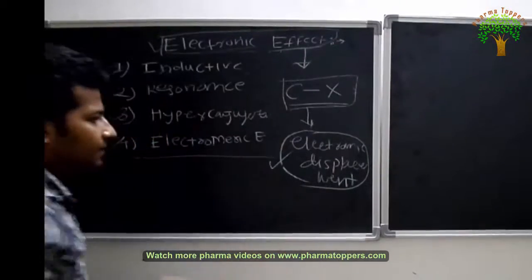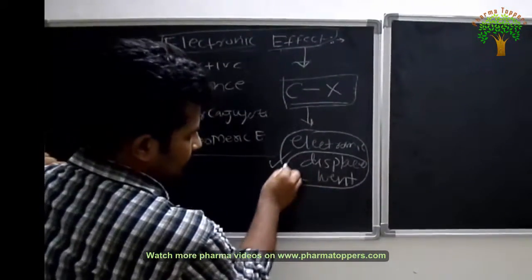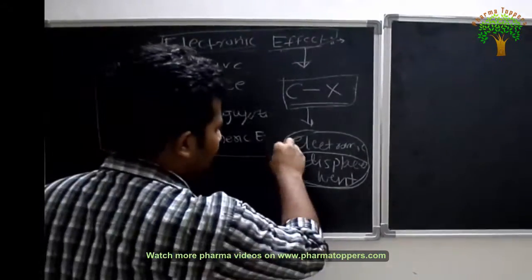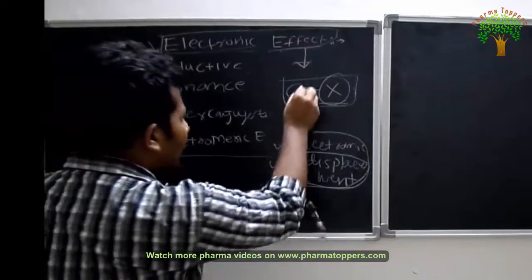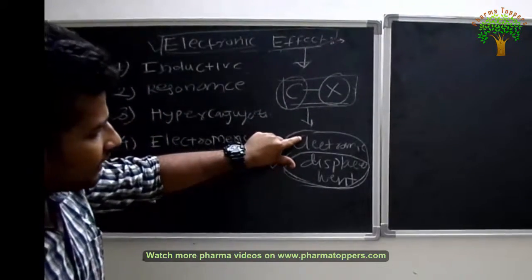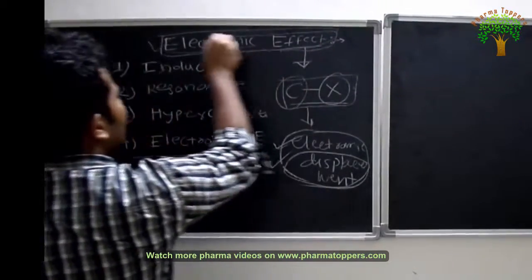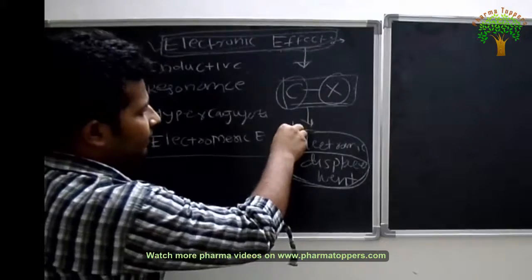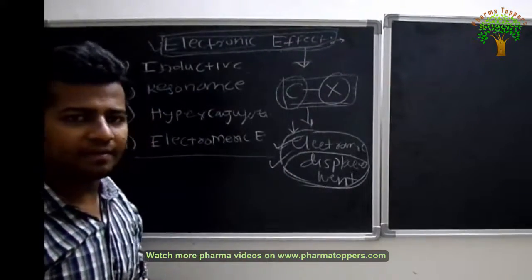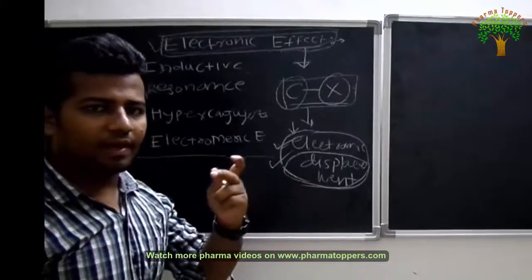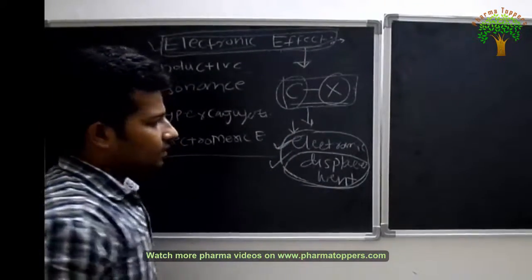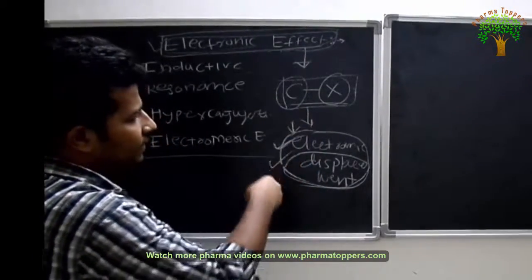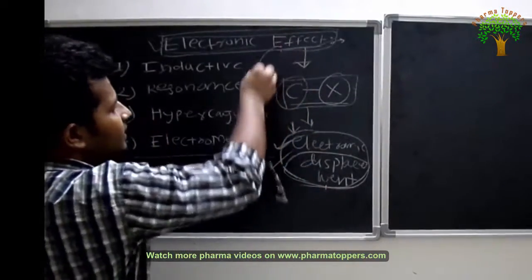What is meant by electronic displacement? Displacement is nothing but the movement of the electrons. Because of this movement, due to the presence of an electronegative atom attached to an electropositive atom, the effect which causes the electronic displacement is called the electronic effect. In simple terms, the effect which causes the electronic displacement in a specific reaction between one electronegative atom and another, less electronegative atom, is called the electronic effect.